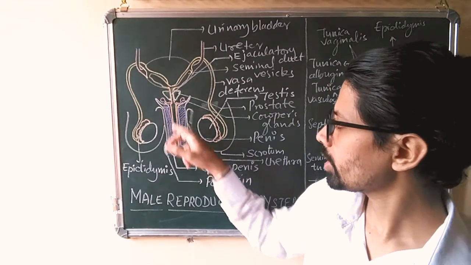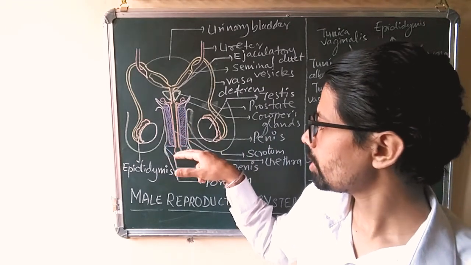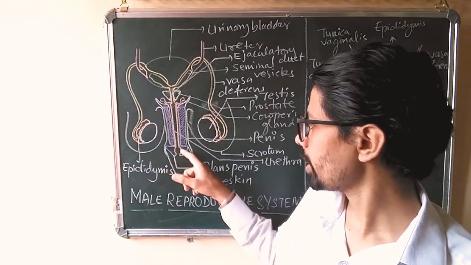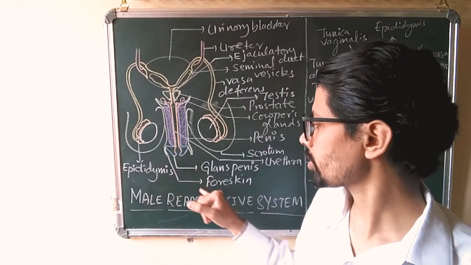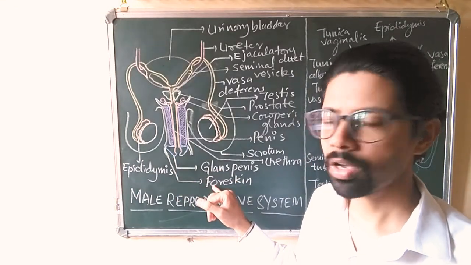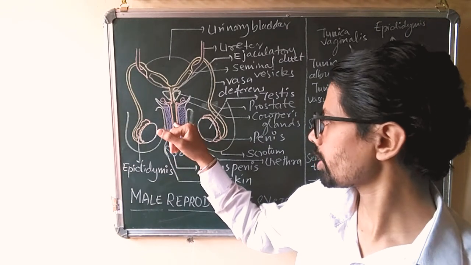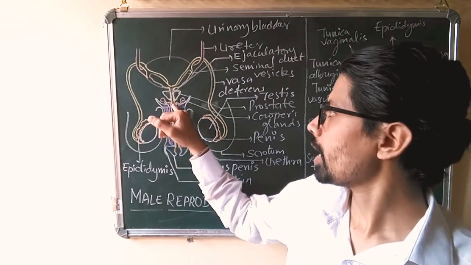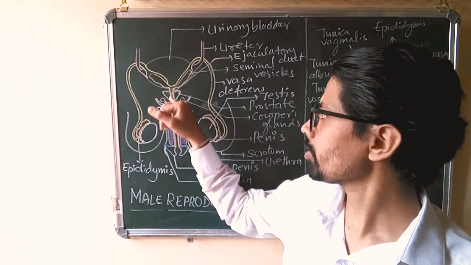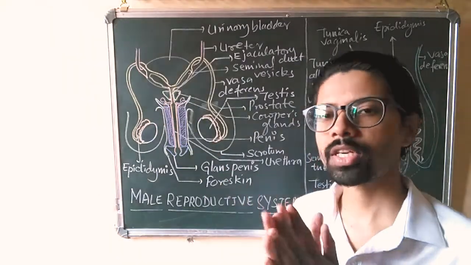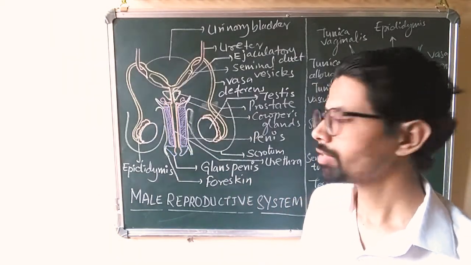This cylindrical structure is the penis, and this bulged end is called the glans penis. It is covered with skin called foreskin or prepuce. This tract is the urinary tract itself, which is nothing but the urethra. The urethra forms a narrow region surrounding the prostate gland and forms the ejaculatory duct.